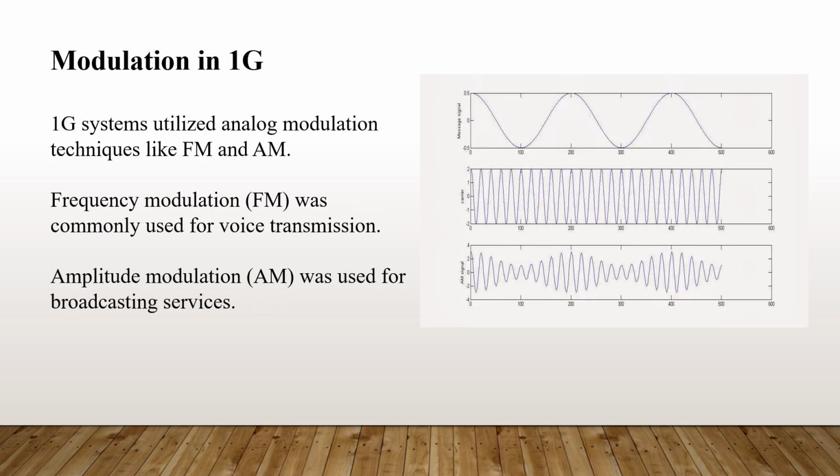Modulation in 1G. 1G systems utilized analog modulation techniques like FM and AM, frequency modulation and amplitude modulation. Frequency modulation was commonly used for voice transmission, and amplitude modulation was used for broadcasting services.